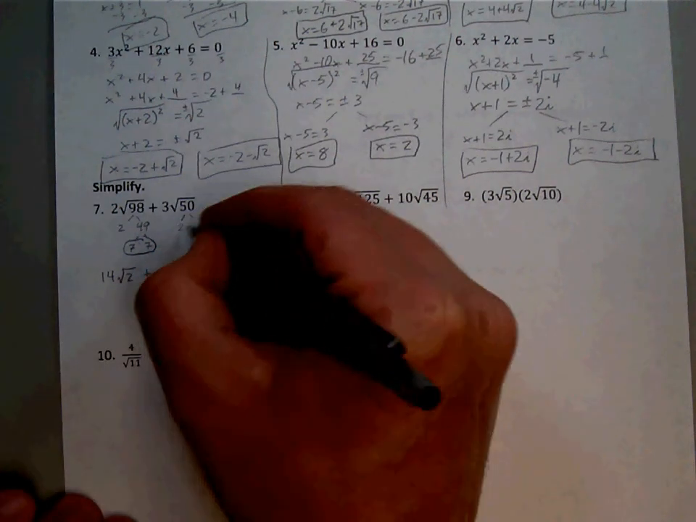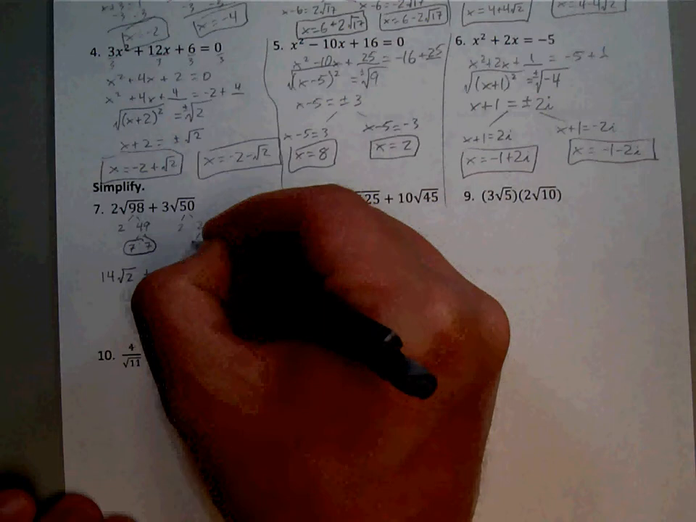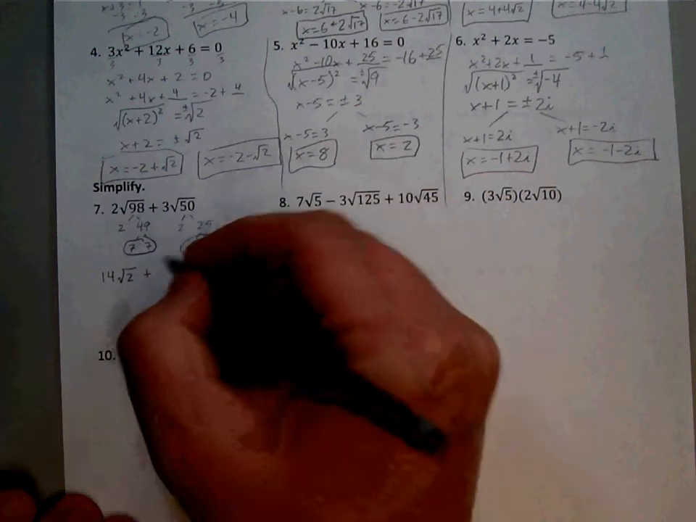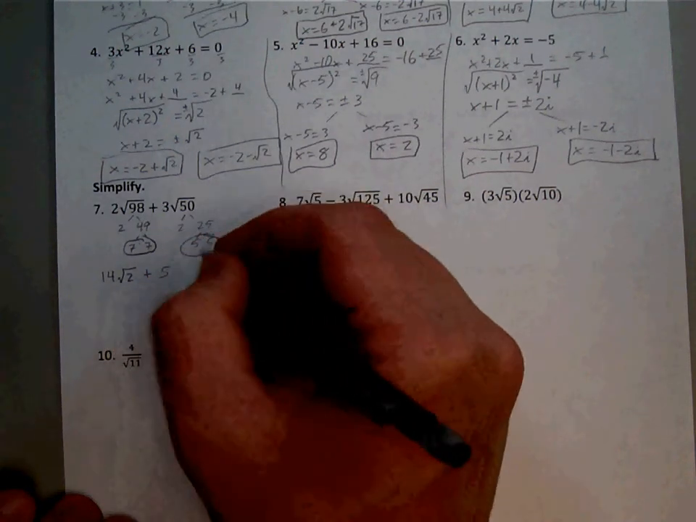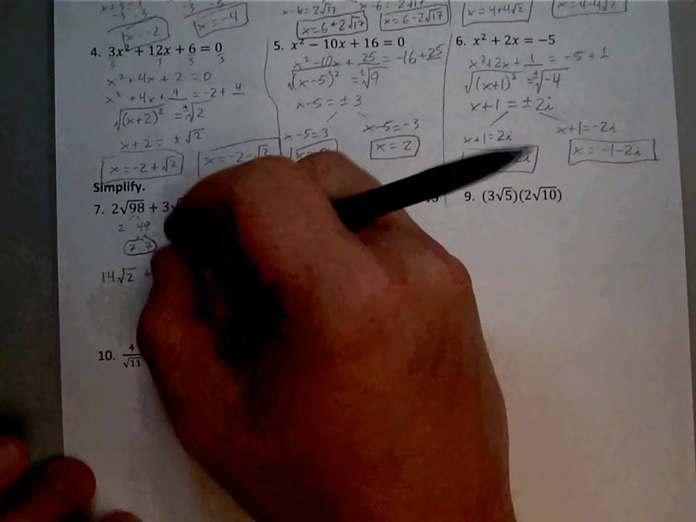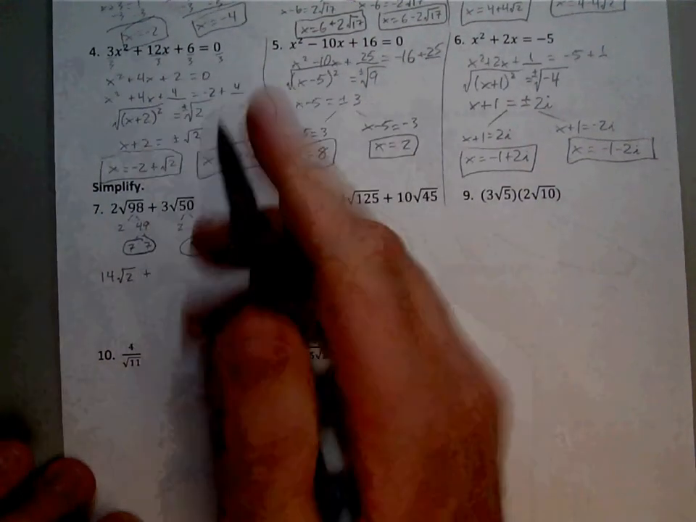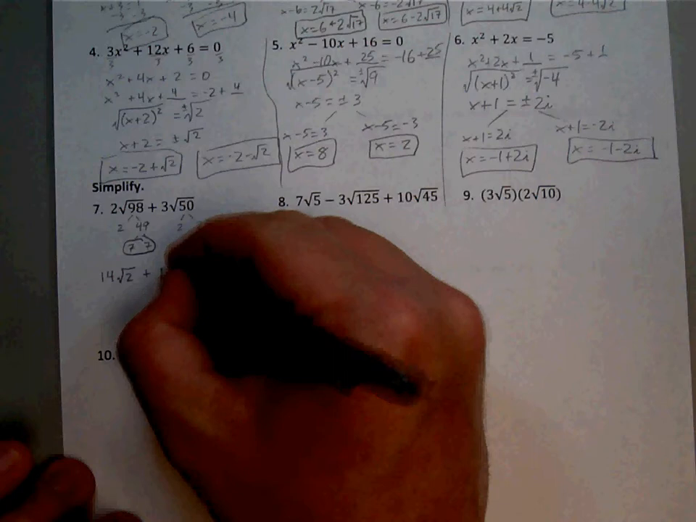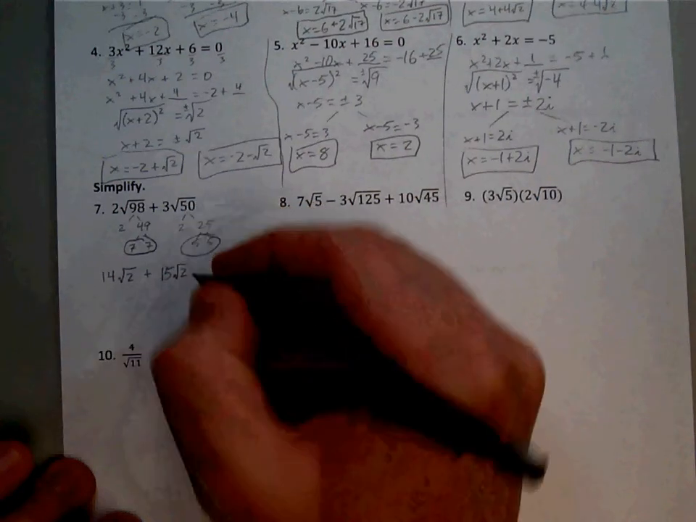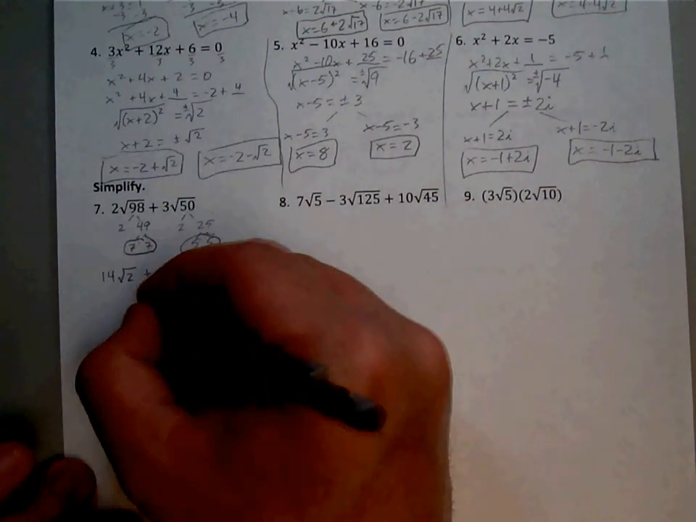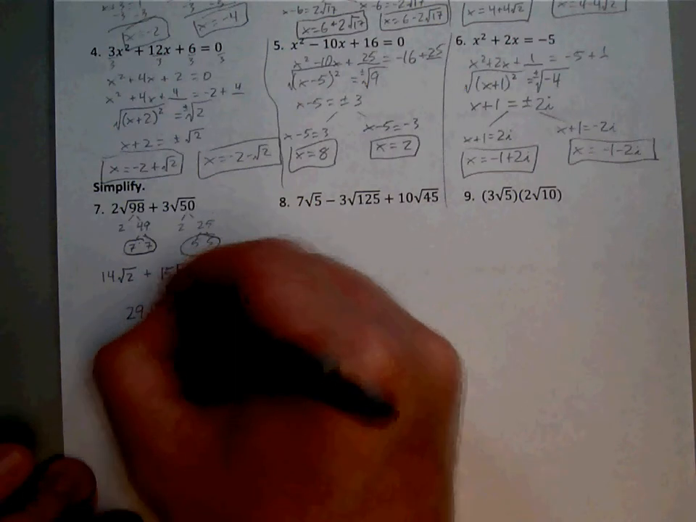For 50, it's 2 and 25. 25 goes to 5 and 5. We get to pull a 5 out. Oh, there's already a 3 there. Forgot about that. So pull a 5 out times 3 is 15. Left the square root of 2. So 14 square root of 2 plus 15 square root of 2 is 29 square roots of 2.